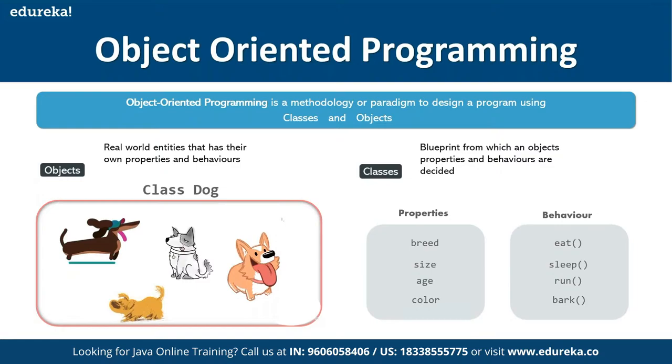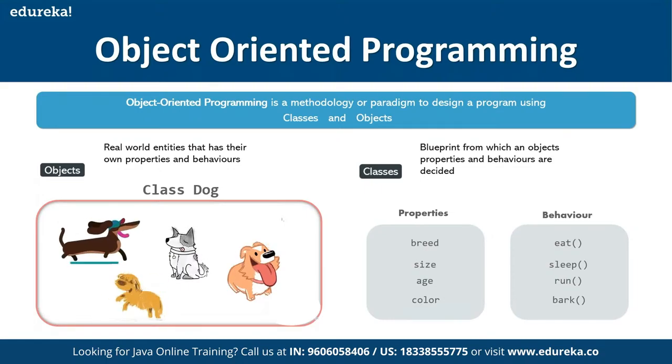So what does an object consist of? An object consists of properties and behaviors. And classes are nothing but the blueprint to these objects. Classes also have properties and behaviors, and the class decides the properties and behaviors of the objects.